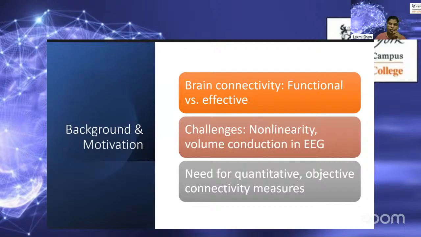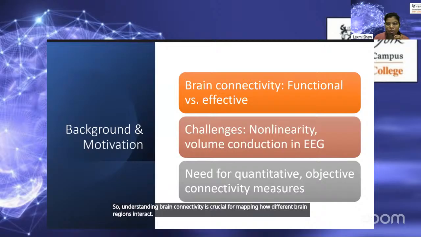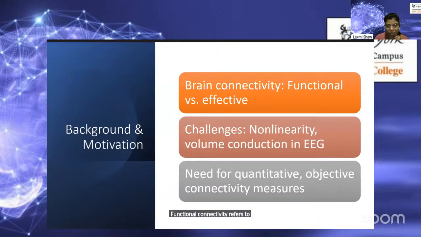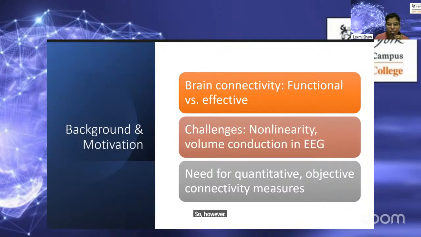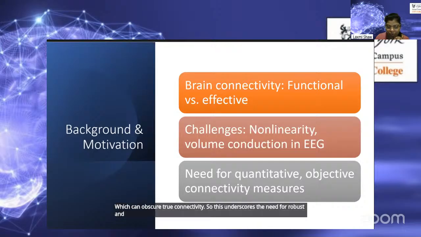Understanding brain connectivity is crucial for mapping how different brain regions interact. Functional connectivity refers to statistical dependencies, while effective connectivity addresses causal influences. However, EEG analysis is complicated by nonlinearity and volume conduction, which can obscure true connectivity. This underscores the need for robust and quantitative measures.